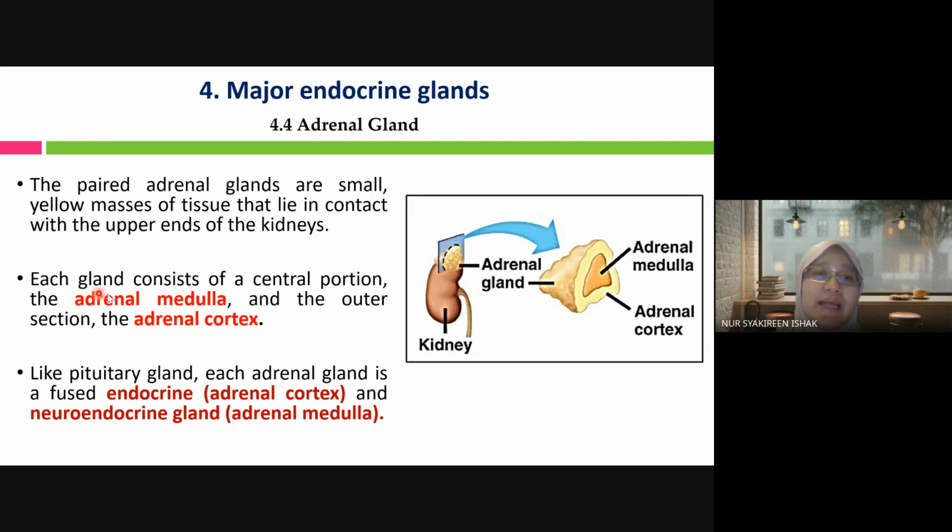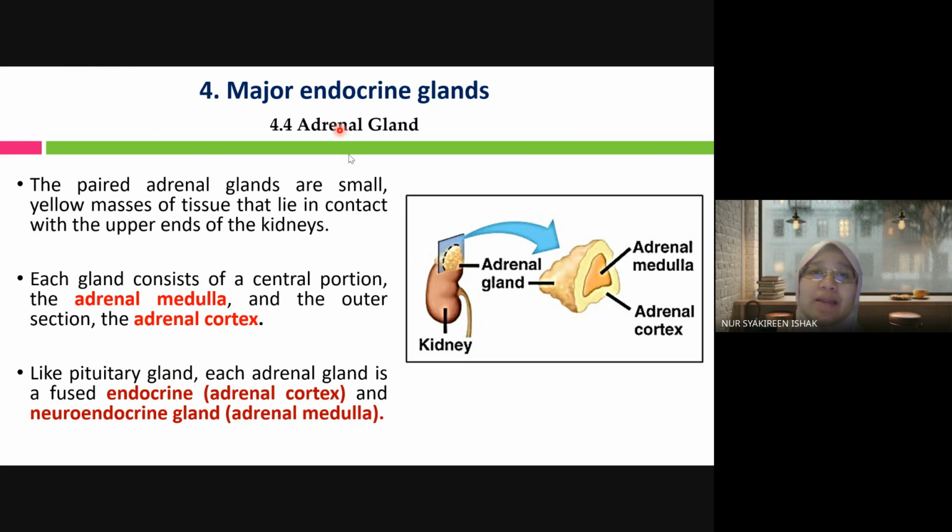Each gland consists of a central portion, which we call the adrenal medulla, bahagian tengah, and the outer region is the adrenal cortex, right? So like the pituitary gland, each adrenal gland is fused with endocrine, which is the adrenal cortex, and neuroendocrine gland, which is the adrenal medulla.